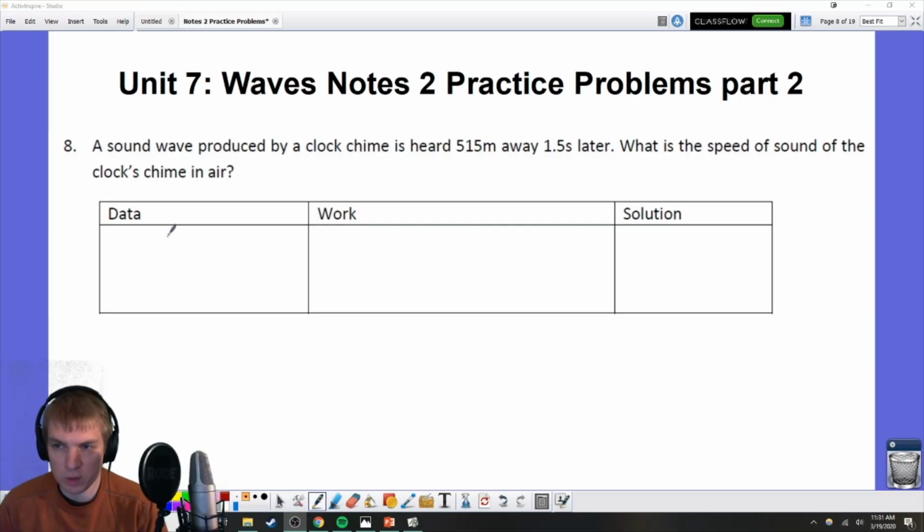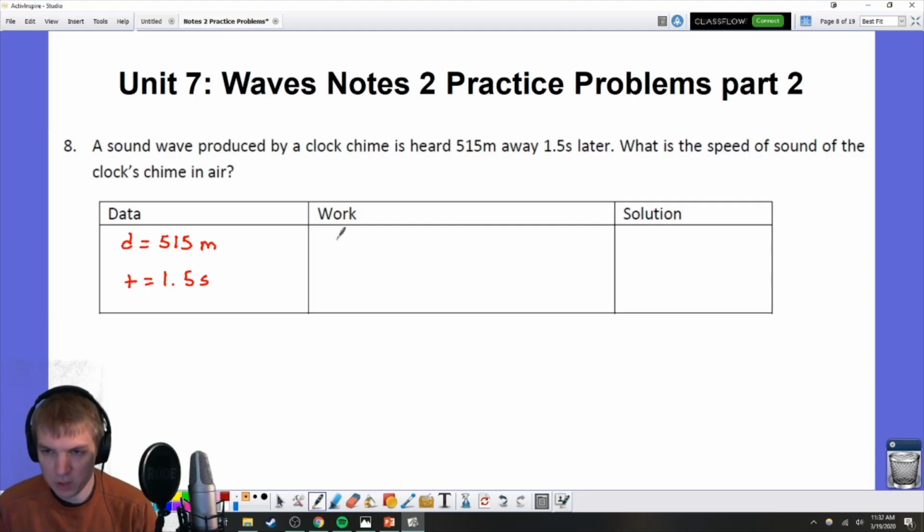So the first thing we want to do always is to write down all the data points that we have. So I have two numbers in this problem. We have 515, that's in meters, and then 1.5 seconds. So let's determine what those are. We know that meters is a measurement of distance, so that's my distance, and then seconds is a measurement of time. If you remember from the lecture, there's a speed equation that calculates the speed of pretty much anything, but for the speed of sound, it's going to be the distance divided by the time.